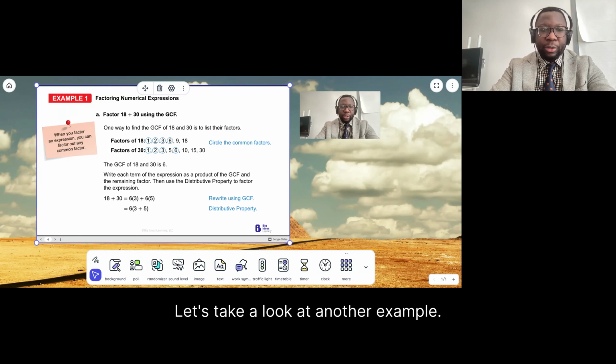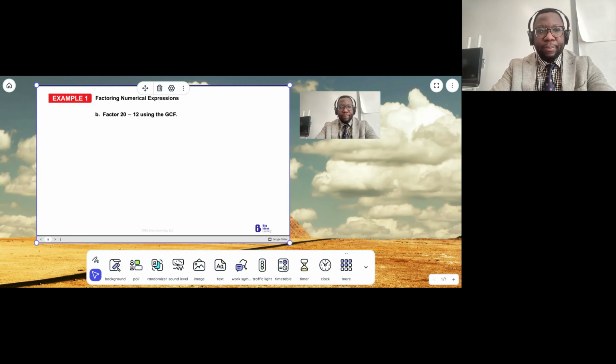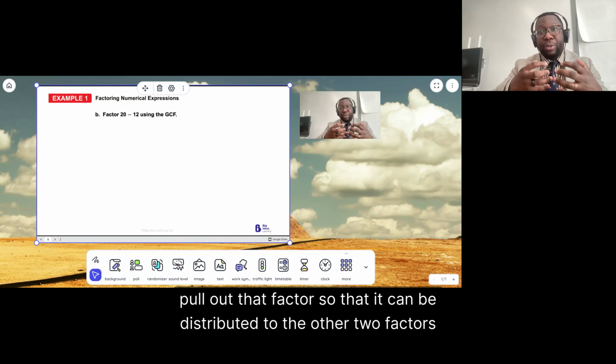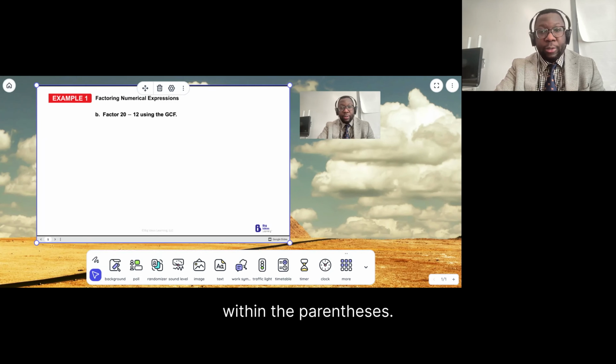Let's take a look at another example. 20 minus 12. We want to find the greatest common factor, and then we want to pull out that factor so that it can be distributed to the other two terms within the parentheses.